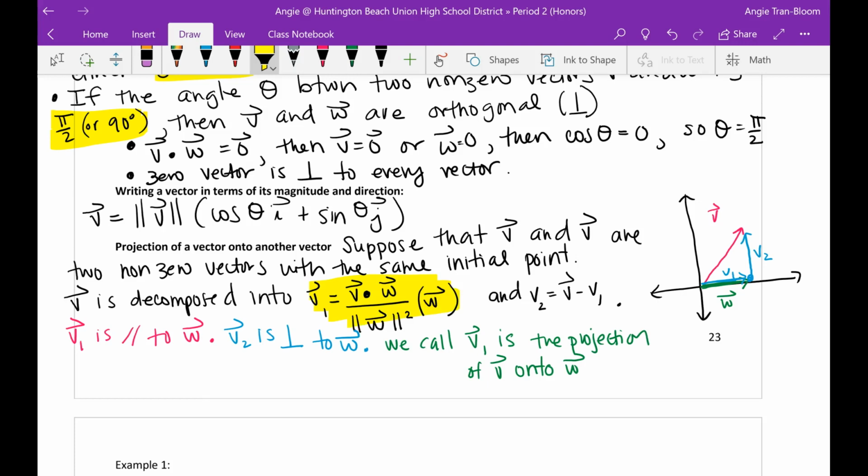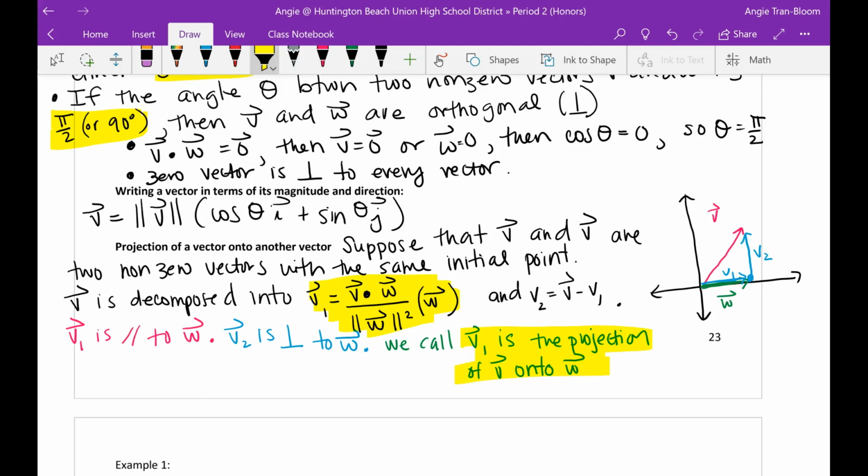In the book, oftentimes it will use two different variables. It can say, find the projection of F onto H, let's say F and H. But the mathematics behind it is still the same.